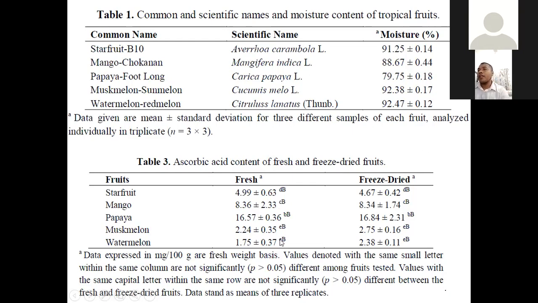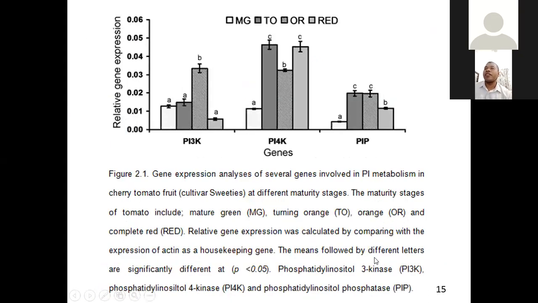Okay, so you can tell that for muskmelon and watermelon, the ascorbic acid content is low as compared to the papaya. Papaya is higher, then mango, star fruit, watermelon less. Star fruit, mango, papaya is the highest, then watermelon. Okay, this is an example. So don't forget to eat your papaya. It has high ascorbic acid content. The reading is the same, can you trust it or not?